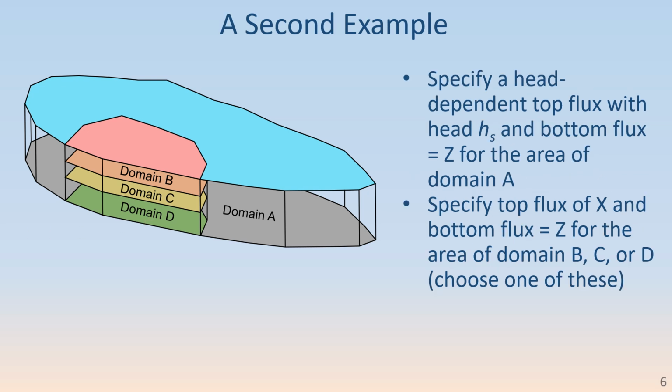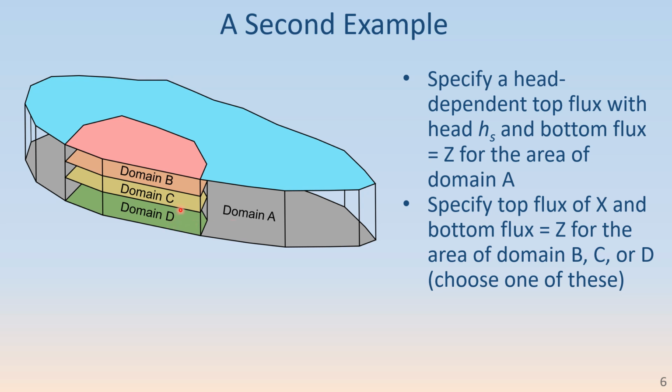Here's a second example with different kinds of boundary conditions at the top. In the light blue area at the top of domain A, we could specify a head-dependent flux. Maybe this area is a big wetland that has a fixed head of H sub S. And again, we might have a flux specified condition at the bottom of domain A, but rather than have it 0 and impermeable, we have it some finite value Z leaking down to some deeper level.